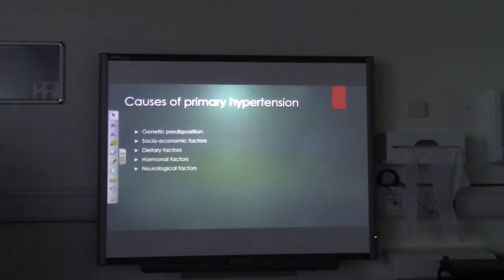Hormonal factors: insulin resistance or diabetes, and renin-aldosterone, which controls vasodilation and constriction, will also have an impact on blood pressure. And we know that the central nervous system and the sympathetic and parasympathetic divisions of the autonomic nervous system can also have an influence on blood pressure.